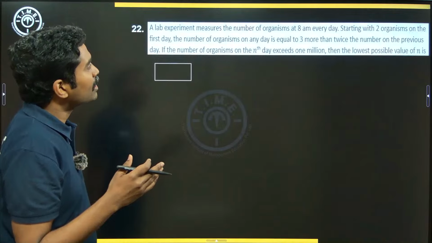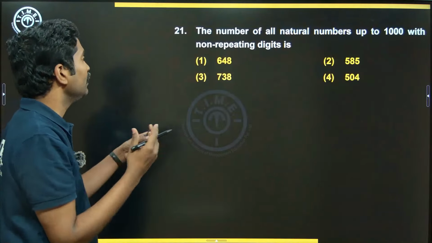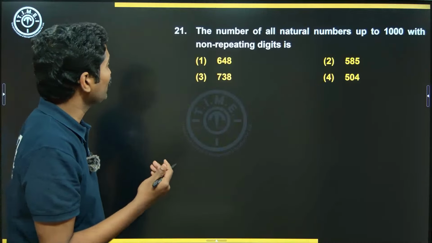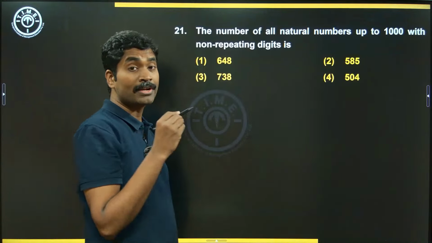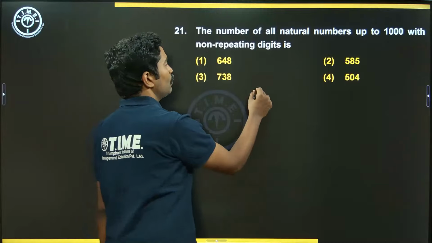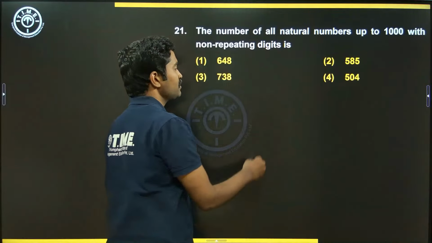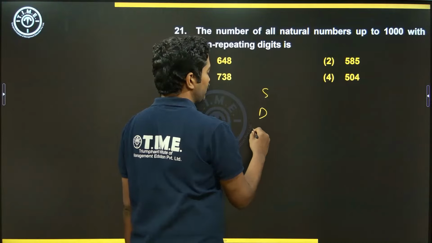Okay, the last one's again big, but this one is very short and cute. I have about 3-4 minutes if I want. The number of all natural numbers up to 1000 with non-repeating digits. Up to 1000 natural numbers, okay, 1 to 9 with non-repeating digits. Okay, 1 to 9 among single digit, double digit, and triple digit.